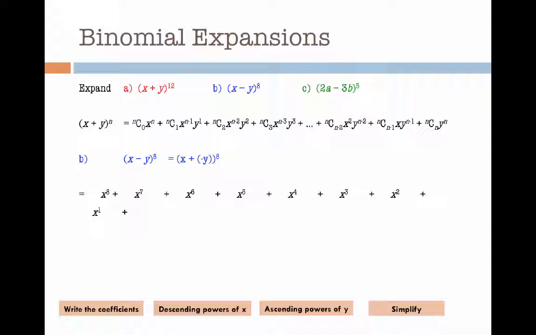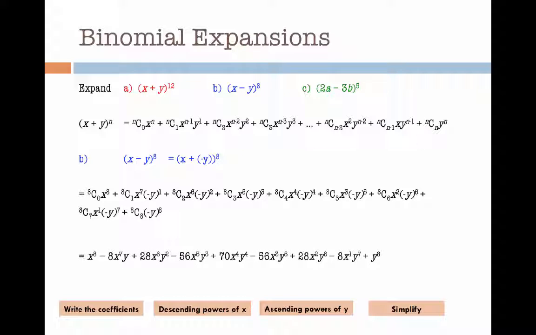I then put in my descending powers of x and my ascending powers of y. You'll notice that I've got ascending powers of negative y. Every one of those odd powers is going to give us a negative answer. So we'll be alternating between adding and taking away each of our terms. When I put them all together, I now need to simplify. I need to write my coefficients as numerals, and I need to make sure that my negatives are in the right spot. Here is the expansion for x minus y to the power of 8.